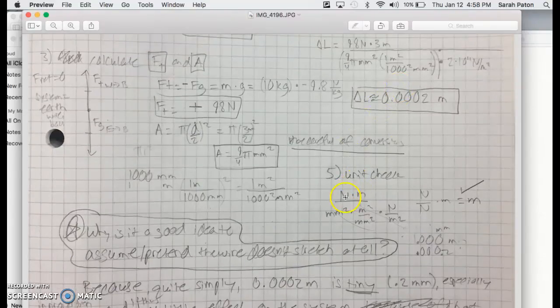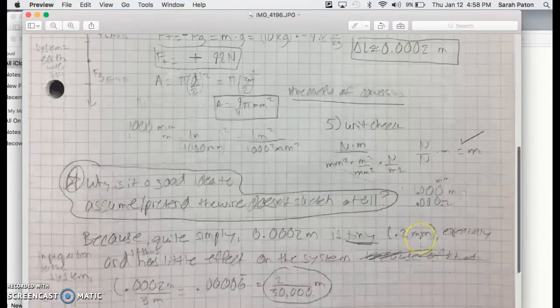Next up, I did a simple unit check: newtons times meters over millimeters squared, times millimeters squared over meters squared, times meters squared over newtons, essentially boils down to newtons over newtons times meters, which is meters.